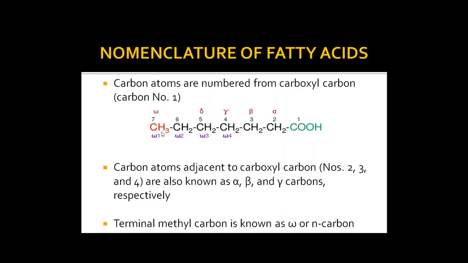The other way of numbering is starting with the methyl carbon, that is opposite the carboxyl one. The terminal methyl carbon is also known as the omega carbon or n carbon, and then starting from the methyl carbon and walking towards the carboxyl carbon, these are numbered omega 1, omega 2, omega 3 and so on.